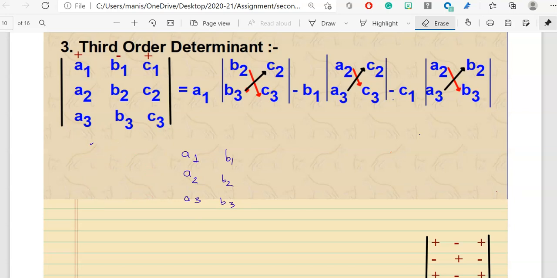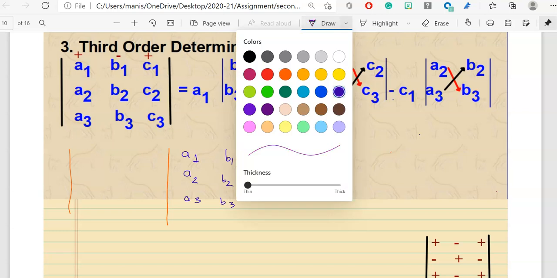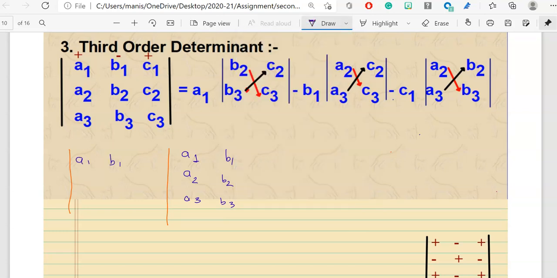Hold on, let me rewrite this part over here, and then we go from there. Let me take the same blue color. I was having A1, B1 and C1, A2, B2 and C2, then I have A3, B3 and C3. I have copied these two columns again over here, A1, A2, A3, B1, B2, B3. Now I have to align them because they are not aligned properly. You will always do this thing first.